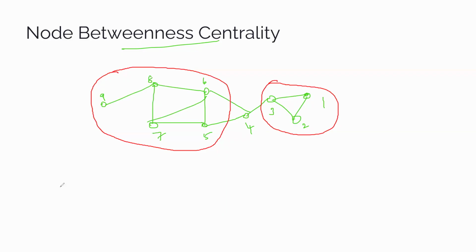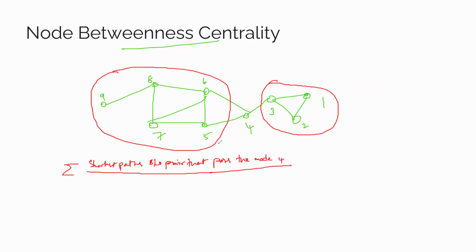Now, the betweenness centrality is explained as the sum of the number of shortest paths between a pair of nodes that pass through the node of interest. What is the node of interest in our case? It is 4. So we'll specifically write the formula for node 4. This is the numerator: the shortest paths between any pair of nodes, but that path should pass through node 4, divided by the total number of all the shortest paths between the same pair of nodes that we are talking about.